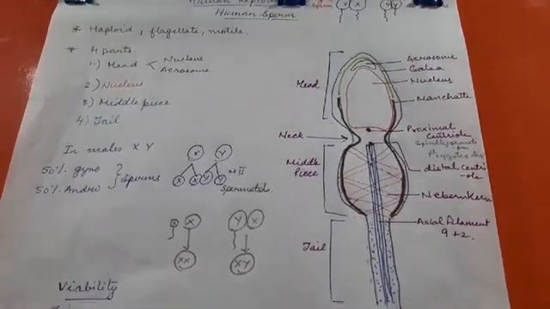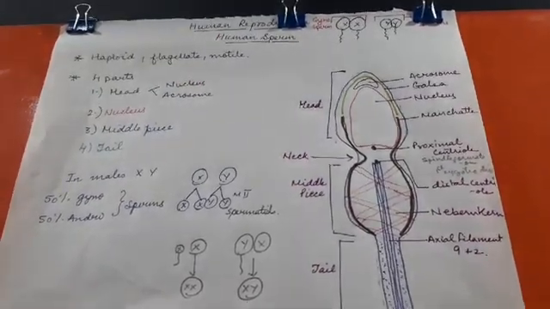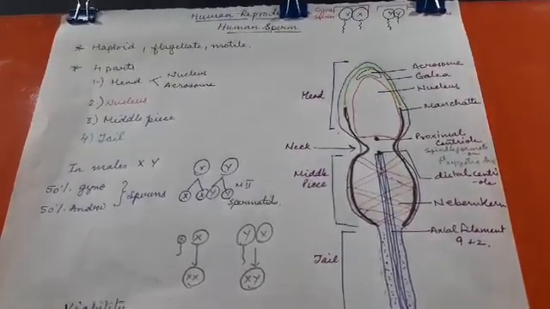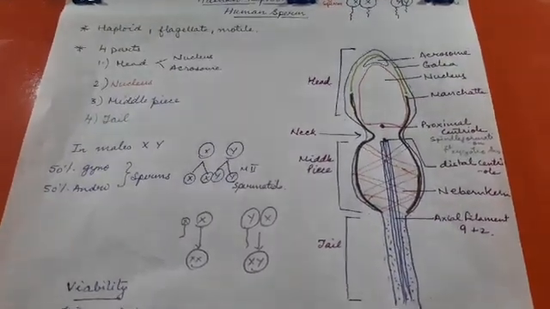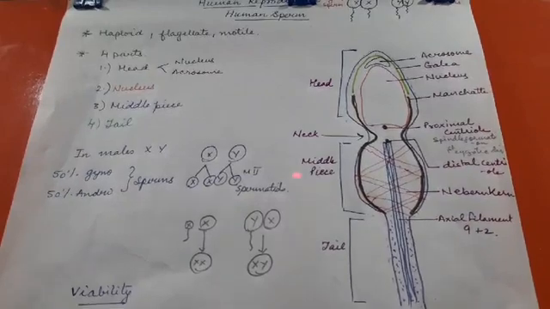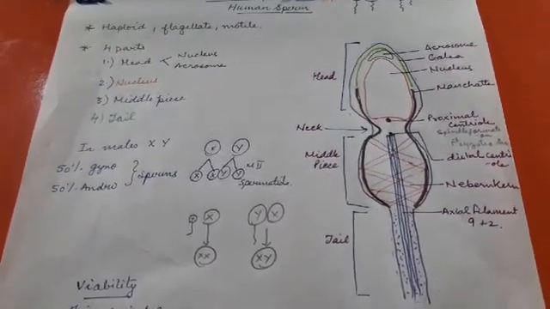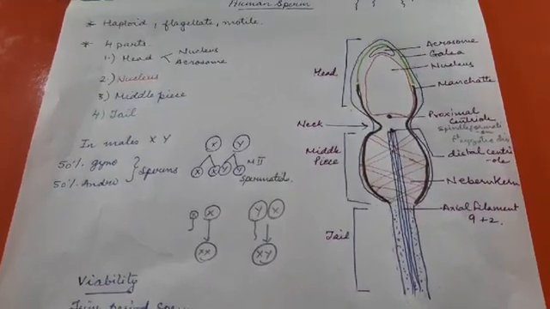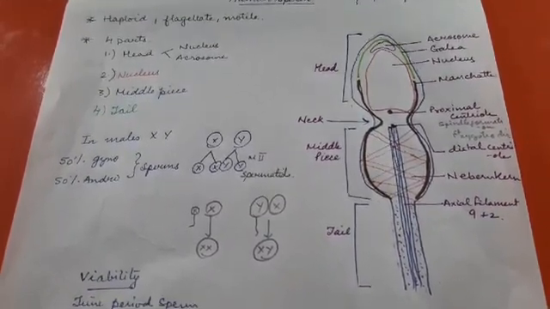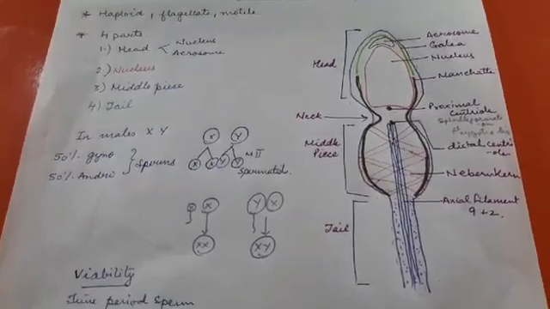These are the four parts which are formed: the head, which consists of the nucleus and acrosome. Acrosome secretes sperm lysin. The nucleus contains genetic material. Then the neck contains two centrioles. Then the middle part contains mitochondria, which provide energy for the tail movement, and the tail moves so that the sperm can enter and reach where the fertilization is going to take place.